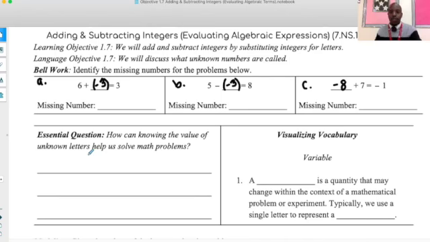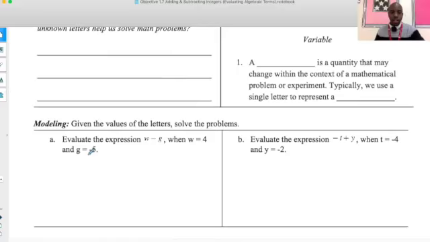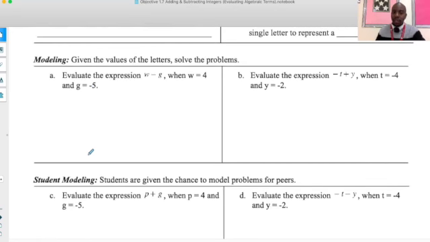So we're going to really focus on substituting numbers for variables today, and then we'll be able to evaluate these algebraic expressions by doing that. So let me look at the modeling with you. I'm going to do modeling A and B.